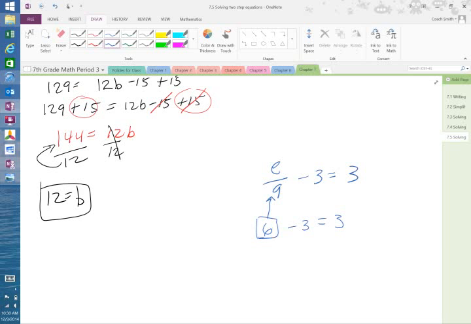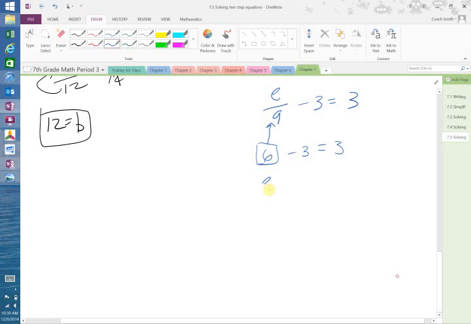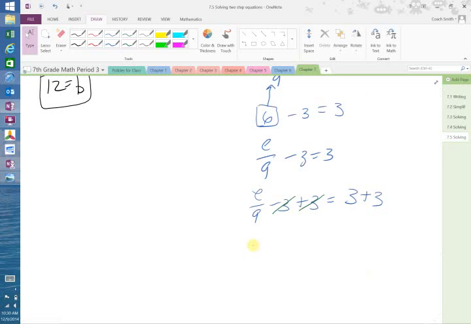What? 54. Okay? So our answer is going to be 54. Here's why it is 54. If we look at the problem, the inverse operation is this. E over 9 minus 3 plus 3 equals 3 plus 3. Okay? Over here on the left side, the minus 3 and the plus 3 cancel, leaving me with E over 9 is equal to 6. So there's that 6 that we talked about in the box.